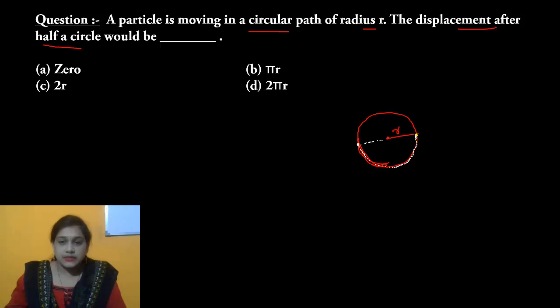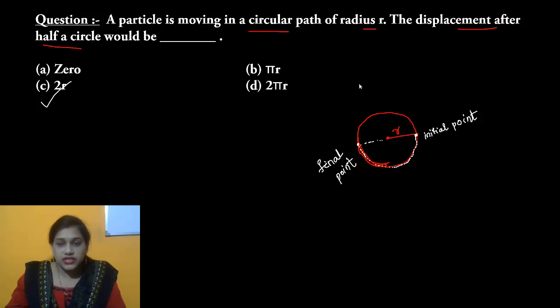What is the distance and displacement? See, this is the distance covered by a particle and the displacement is the shortest distance. So this is the initial point and this point is its final point. Okay, so find out this displacement. So this is r and this is r, total is 2r. So this is the answer, 2r.